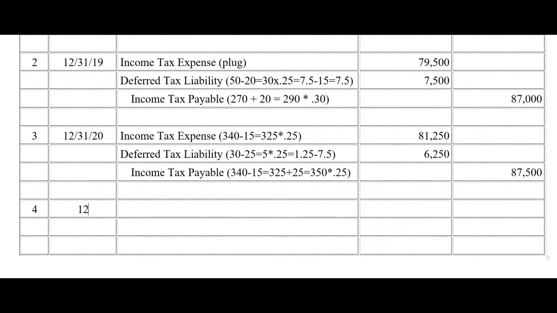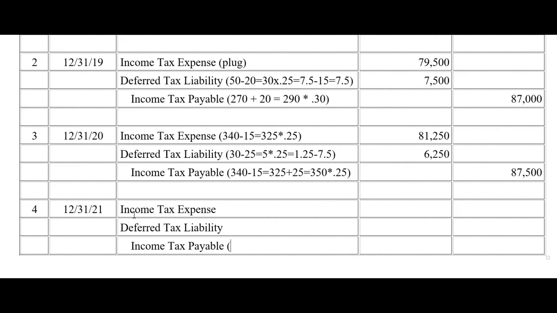Alright, and then in the last year, the entry is going to be the same. Income tax expense, income tax payable. Now, are we going to add to our deferred tax liability, or are we going to use up? We're going to use the last little bit, because this is going to be our last installment payment. So therefore, we will have no future tax liability.